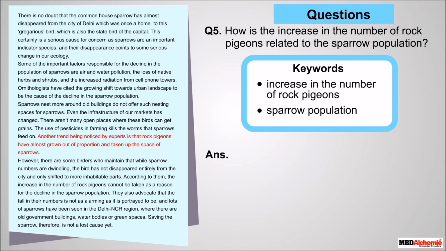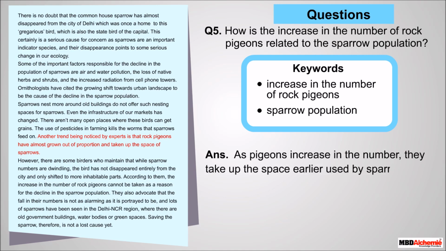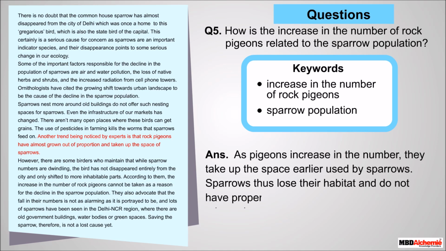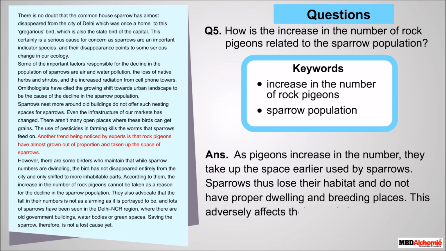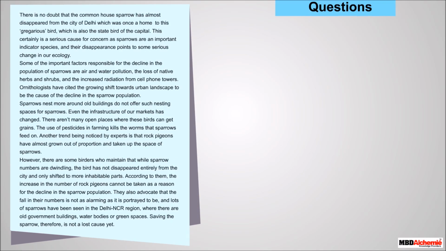The answer will be, as pigeons increase in the number, they take up the space earlier used by sparrows. Sparrows thus lose their habitat and do not have proper dwelling and breeding places. This adversely affects their population. Let us look at the last question now.